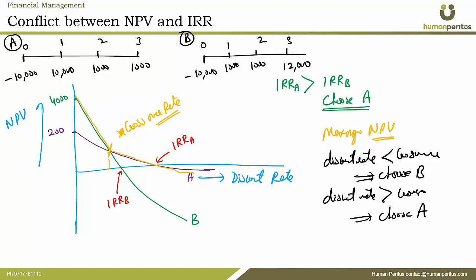So NPV is higher for project A when discount rates are higher, and NPV will be higher for project B when discount rates are lower than the crossover rate. Crossover rate is the point where NPV is equal for both A and B. This is how we make our decision if there is a conflict between NPV and IRR.